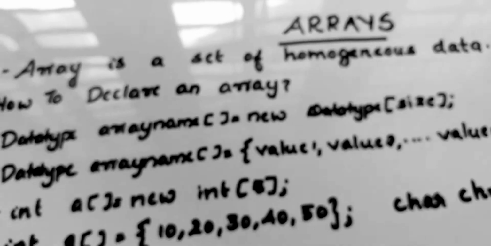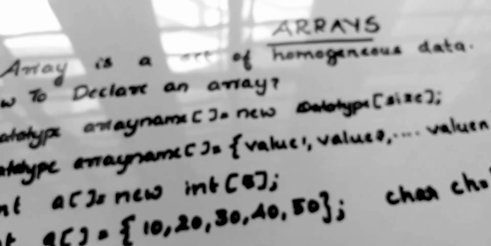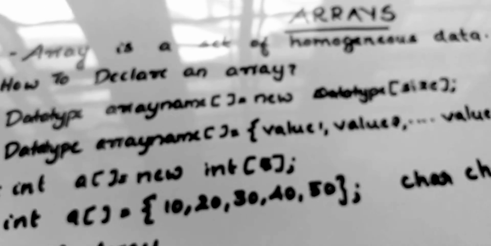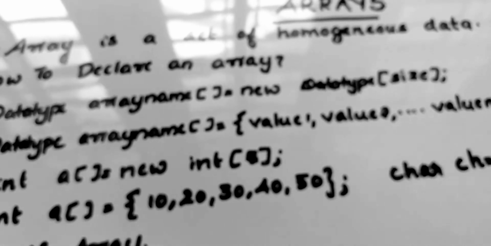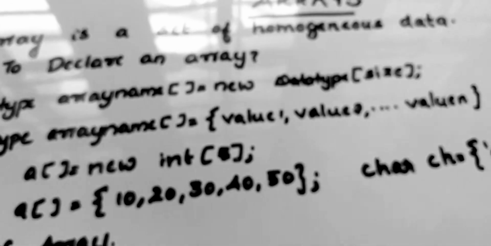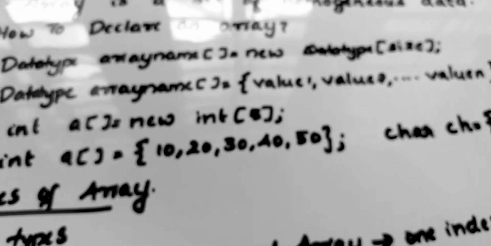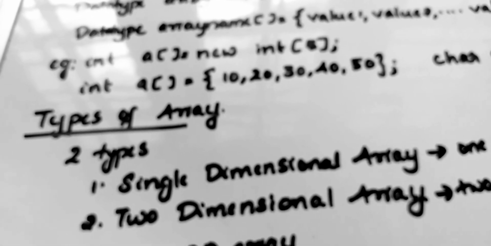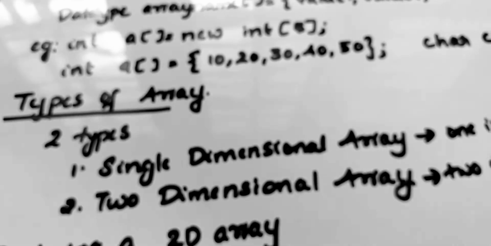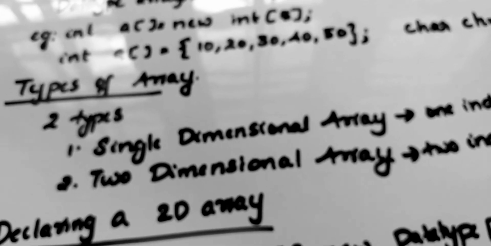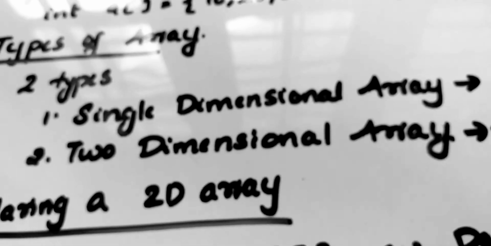So in this class what we discussed is about arrays. So what is an array? An array is a set of homogeneous data, and we studied how to declare an array: data type, array name equal new data type of array size. We also studied the different types of array. There are mainly two types: single-dimensional array and two-dimensional array. This two-dimensional array is also known as a multi-dimensional array.